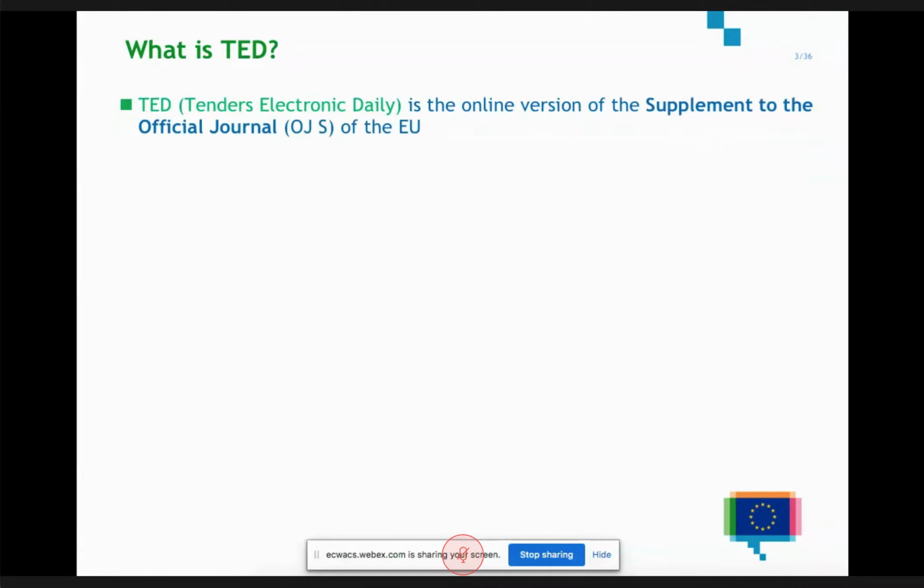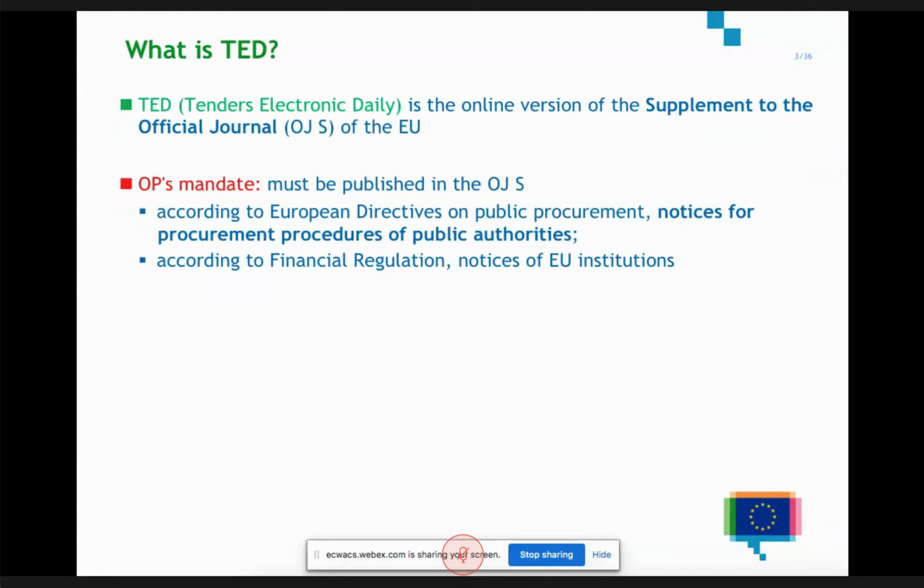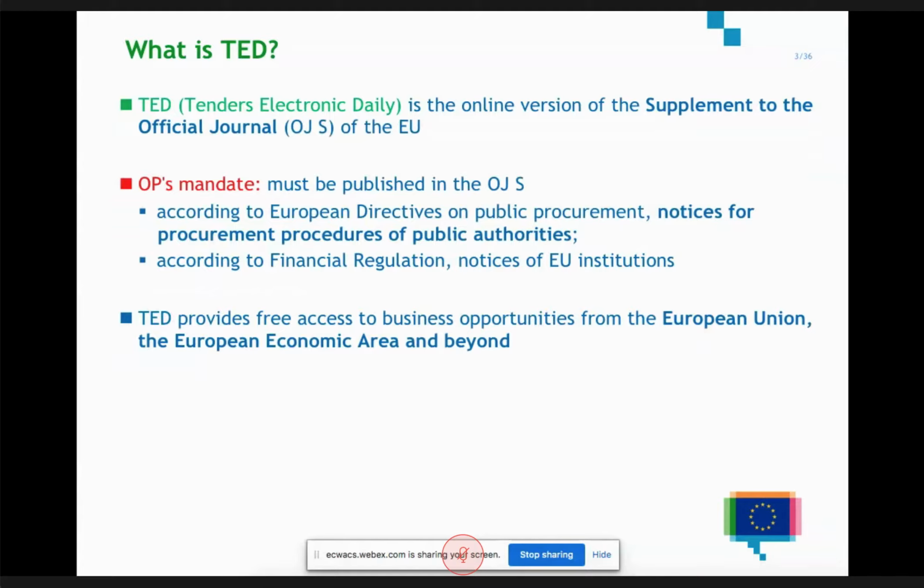TED stands for Tenders Electronic Daily. It is the online version of the supplement to the official journal, the OJS of the EU. And the Publications Office has to publish something in this supplement. According to European directives, we have to publish notices for procurement procedures of public authorities above a certain threshold. And according to the financial regulation, we also publish the notices of the EU institutions. That provides access to business opportunities from the European Union, but also beyond, from the European Economic Area and further. And it's free access.